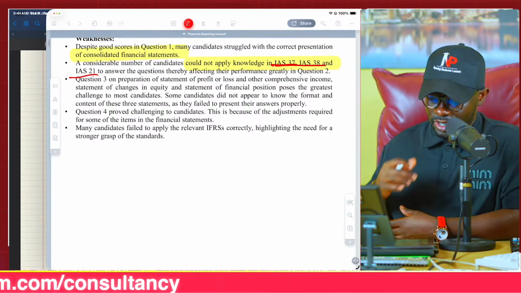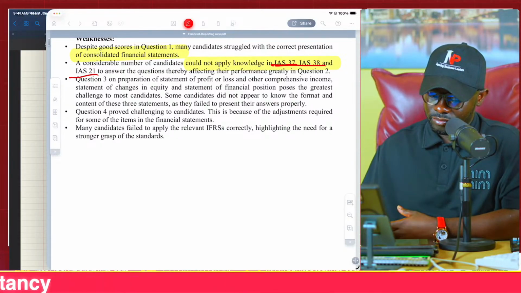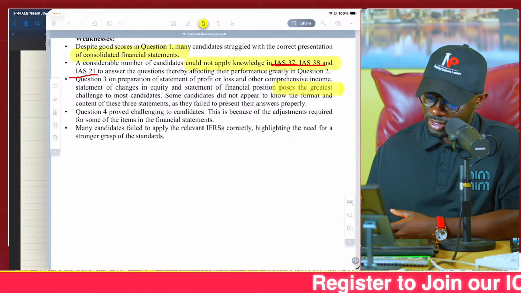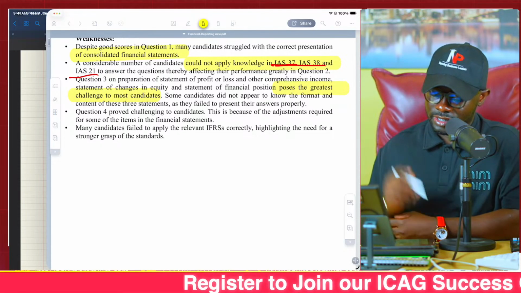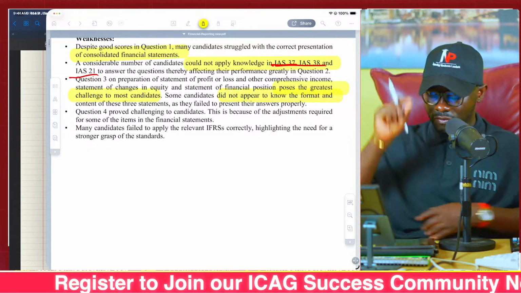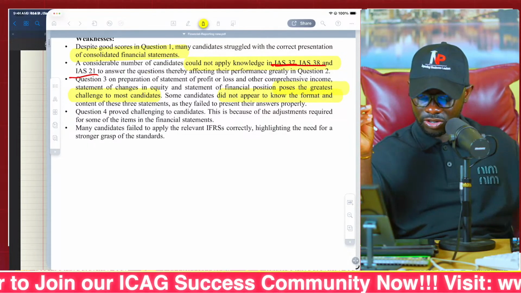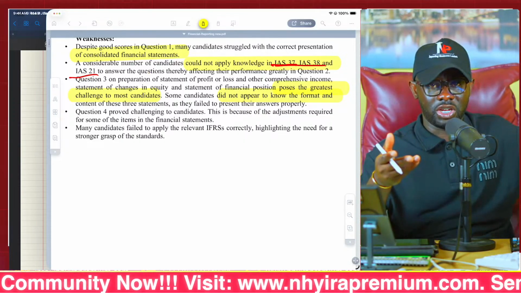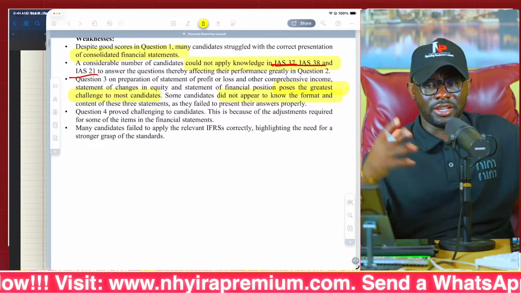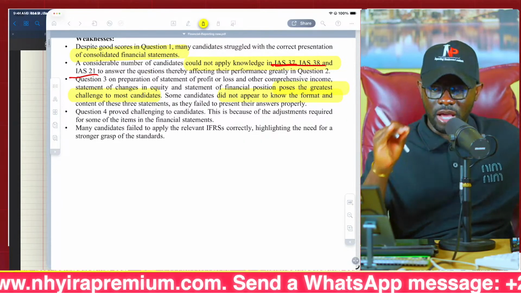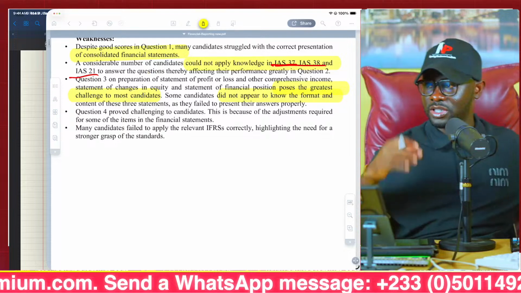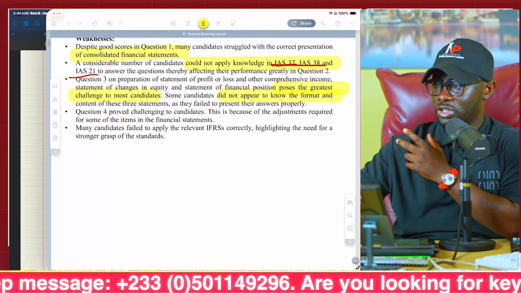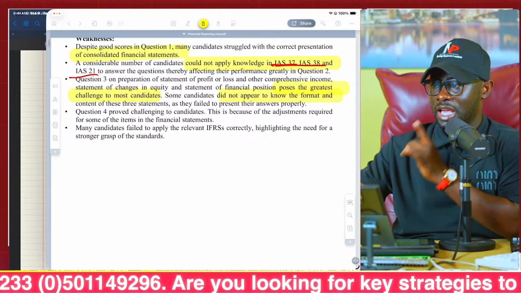Then third, question 3, the preparation of profit or loss and OCI, poses the greatest challenge for most candidates. Some candidates did not appear to know the format and the content of these financial statements, as they failed to present their answers properly. That was what I was mentioning earlier about the presentation of the financial statements, the pro forma. So be mindful of the pro forma of the financial statements, because again, all that adds together to put us in the position to write the exam with confidence and pass the examination.